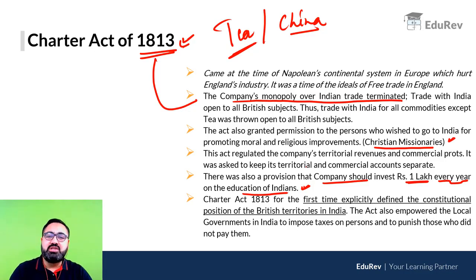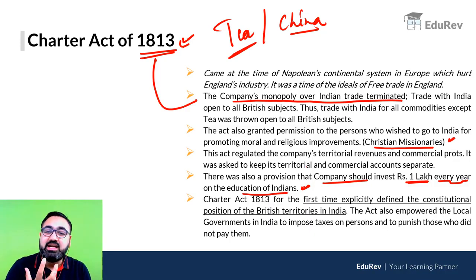Why? Because this 1 lakh rupee gave rise to a debate. How will this 1 lakh rupee be spent? There was one view that it should be spent on Indian education. Indians should learn about India's history, about the Vedas, about the literature. But the other view was, and many British understood this very well, that if we teach British history to the Indians, it would be much more beneficial to the British. So they wanted to teach British history. They wanted to teach British knowledge to Indians.